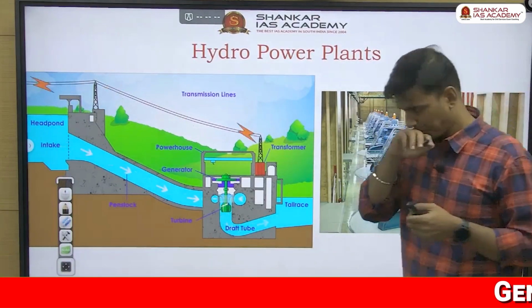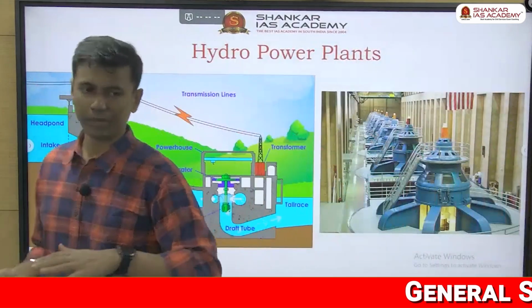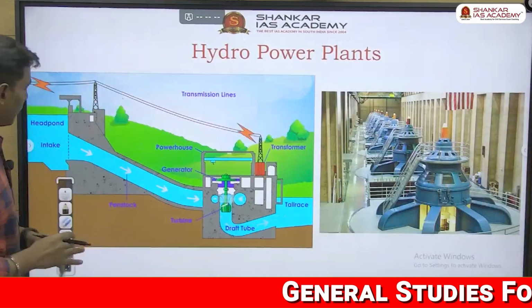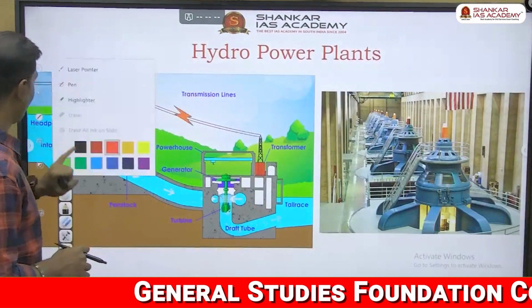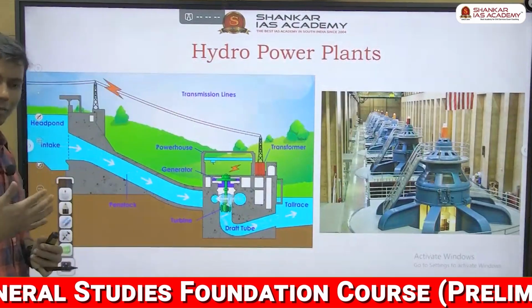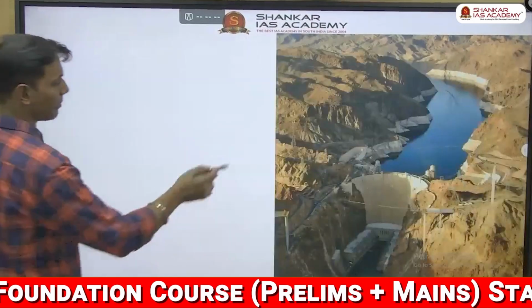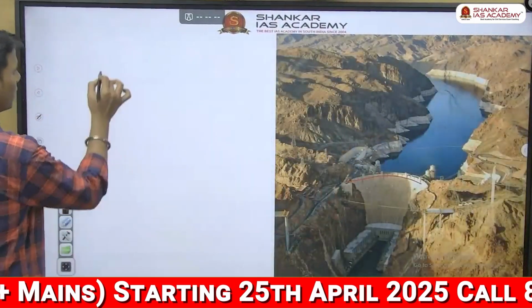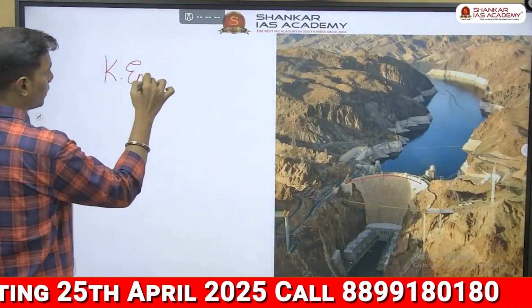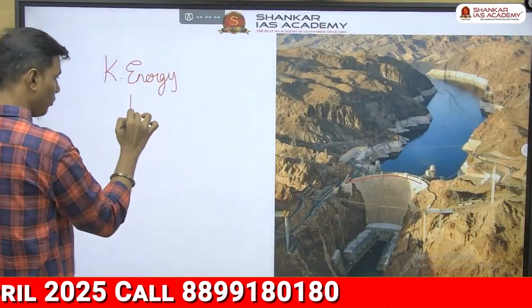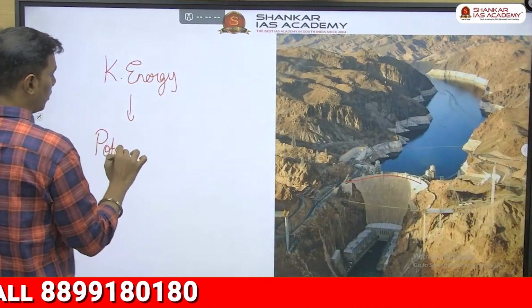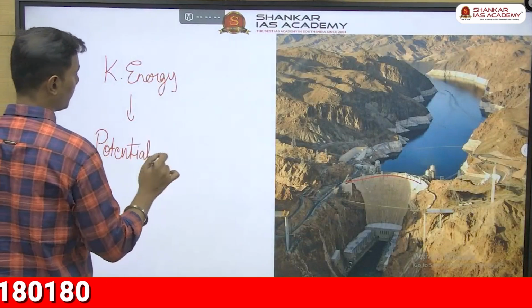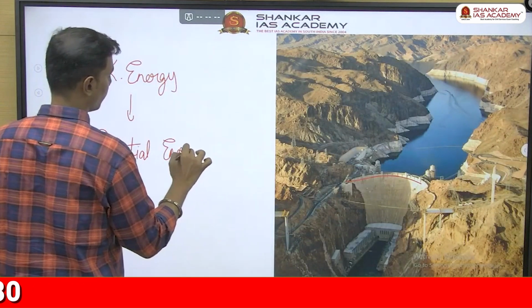In hydroelectricity, we usually build a dam, correct? When the water is moving, we call it kinetic energy. Kinetic energy means energy possessed by a moving object. Then you build a dam like this, and you stop the water. When you stop the water, what happens? Kinetic energy is converted into potential energy. Potential energy is the energy because of storage or configuration.